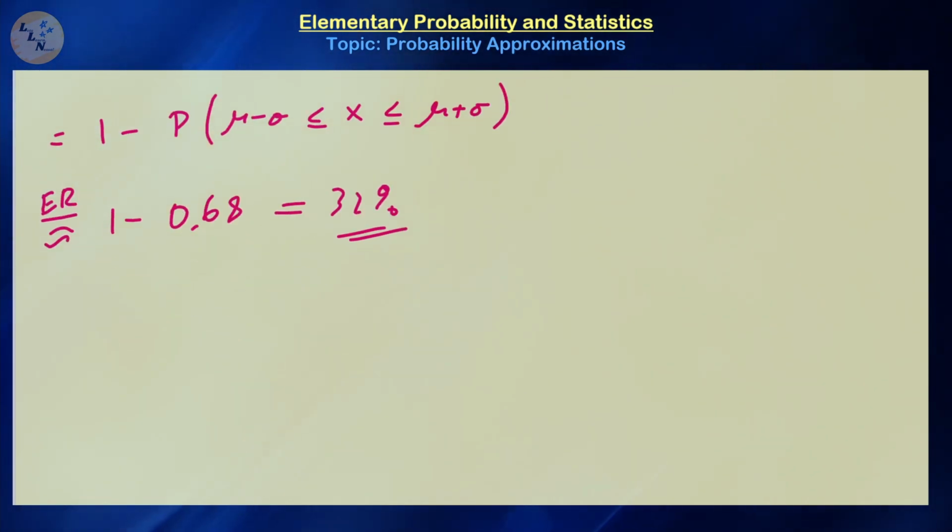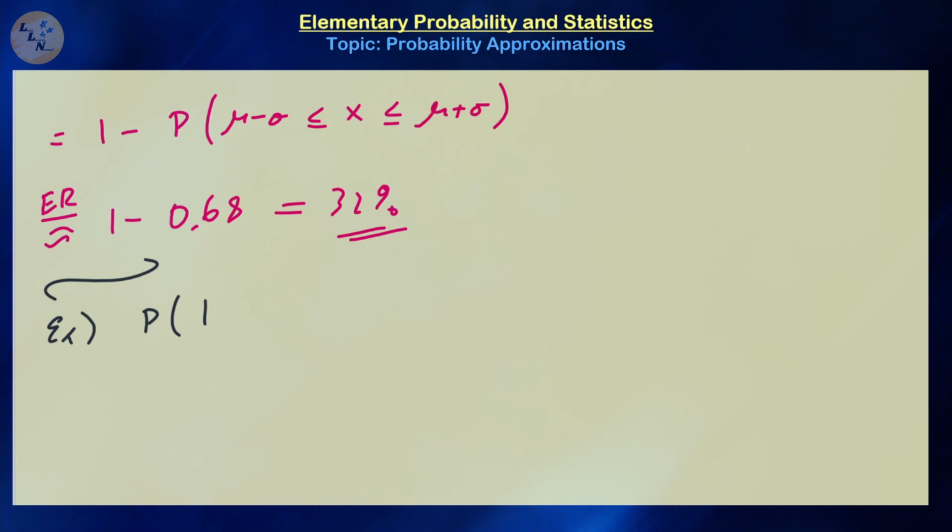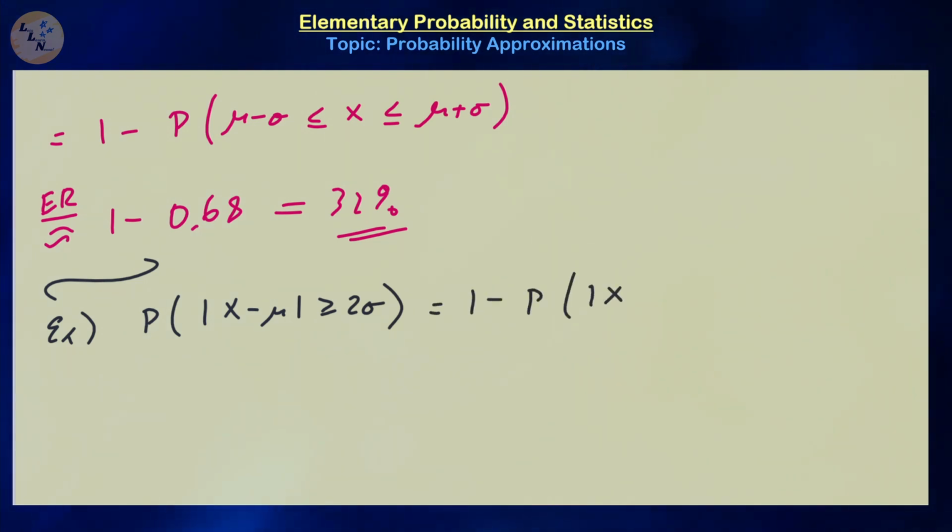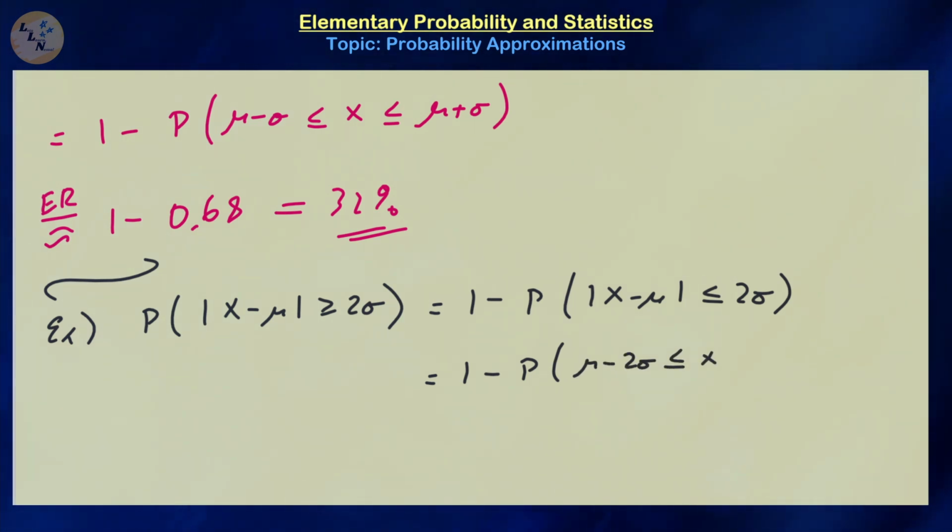So we could also solve, more than two standard deviations away from the mean. So how would we go about that? So the probability that you're more than two standard deviations away from the mean. Keep in mind that's the same as 1 minus the probability that the distance between x and the mean is less than two standard deviations of the mean. And again, that's equivalent to writing mu minus 2 sigma less than or equal to x less than or equal to mu plus 2 sigma.